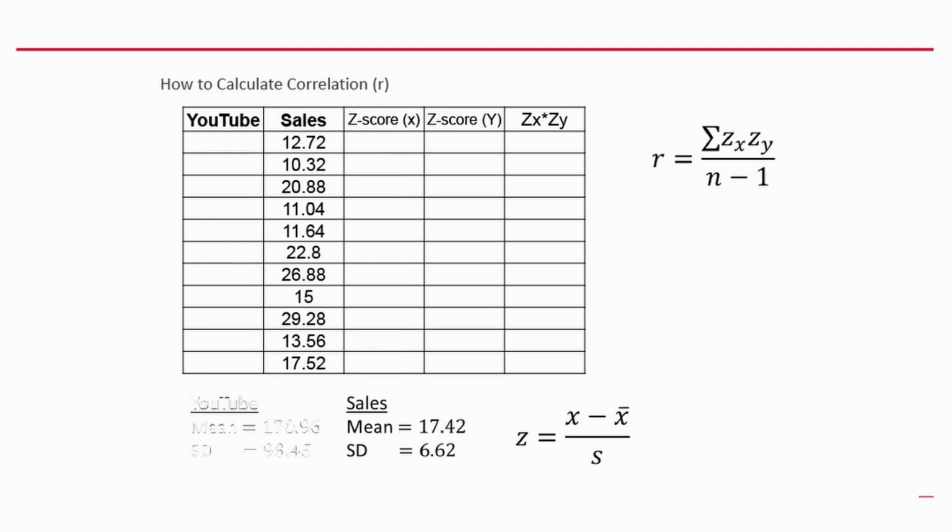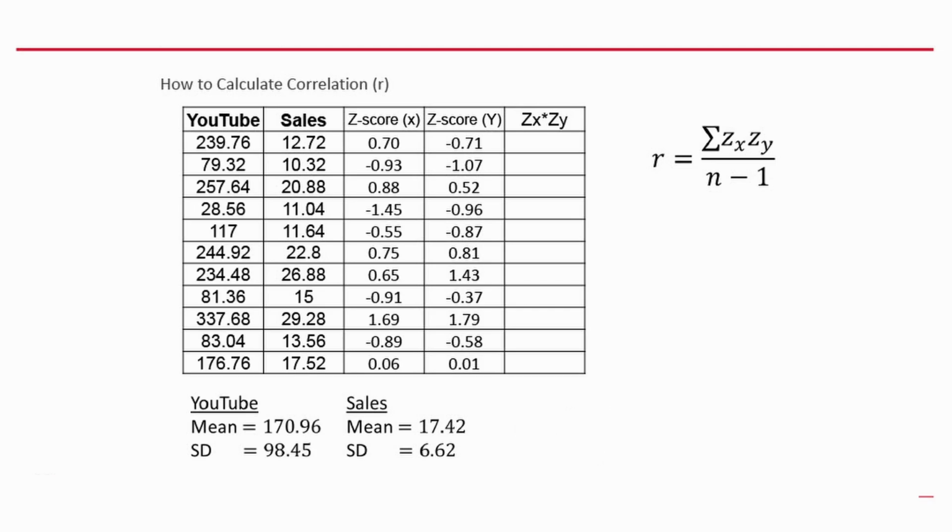Next, I need the z-scores for y, which is sales in this case. So I'll need to use these 11 observations along with the mean for sales, which is 17.42, and the standard deviation for sales, which is 6.62. So here are my z-scores for y. The very first one, negative 0.71, that is the z-score for 12.72. The next z-score, negative 1.07, is the z-score for 10.32, and then rinse and repeat for the rest. So all in all, I've got 22 z-scores here. So if you want practice calculating z-scores, it's one surefire way to do it.